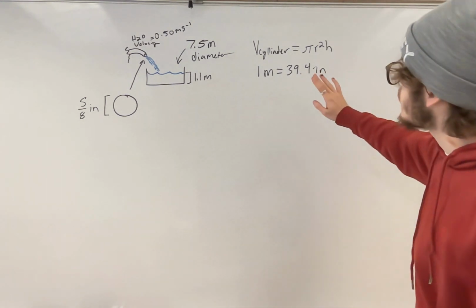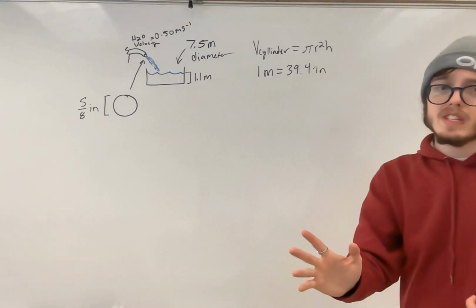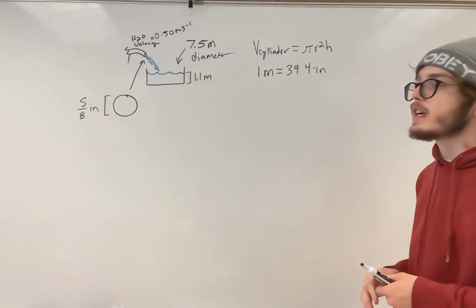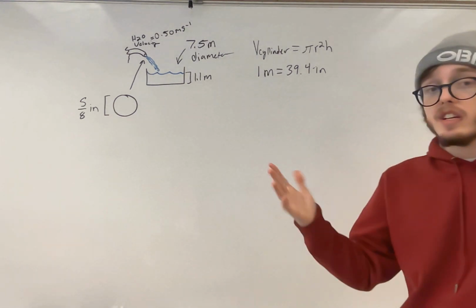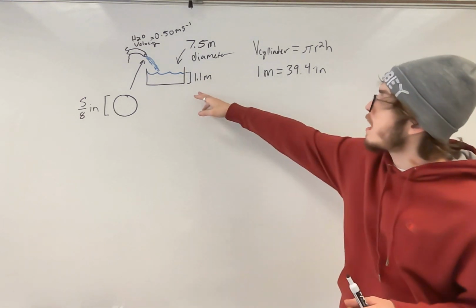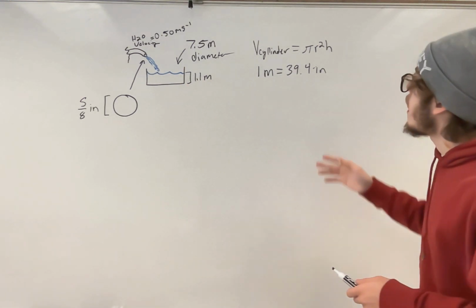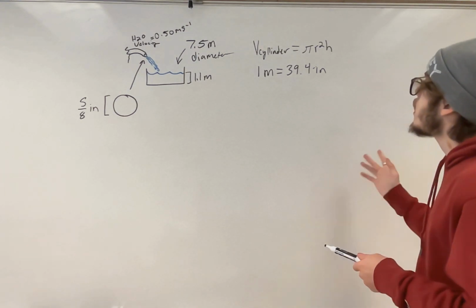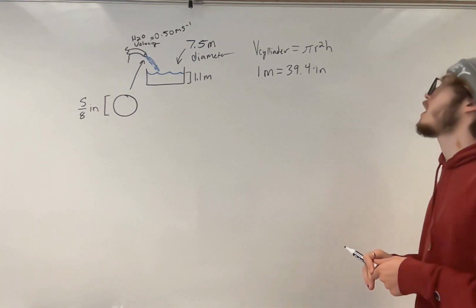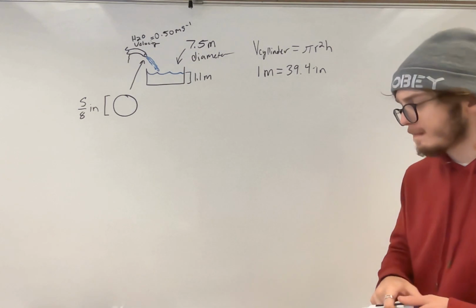Okay, so we are also told, and we're not given this in the problem, but it's important information to help us solve the problem, that the volume of a cylinder, which is what the pool is here, is going to be pi r squared times the height. And we are also told that 1 meter is equal to 39.4 inches, just a helpful conversion.